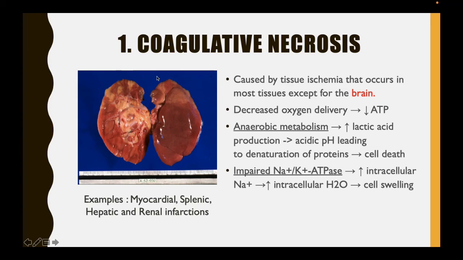The pathophysiology associated with coagulative necrosis is the decreased oxygen delivery from the ischemia and further decreases in ATP production, which forces the cells to use the anaerobic mode of metabolism. This increases the production of lactic acid in the cells, resulting in acidic pH, which eventually leads to denaturation of the proteins and causes cell death. We can also see impaired sodium potassium ATPase enzyme, and the decrease or inhibition of this enzyme causes the sodium potassium pump to fail.